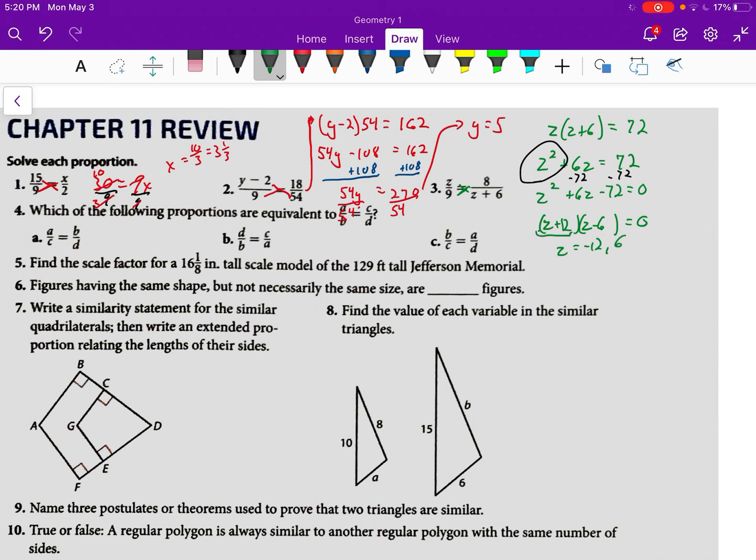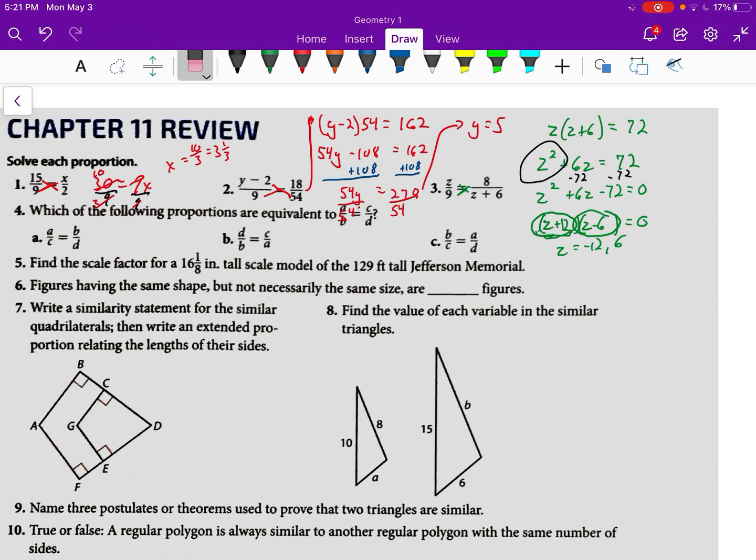Again, that's because if two things multiply together equals 0, one of them has to be 0, so we're thinking what value of z makes that 0? Well, negative 12 does. What value of z makes this whole thing equal 0? 6 does. So our answers are negative 12 and 6.